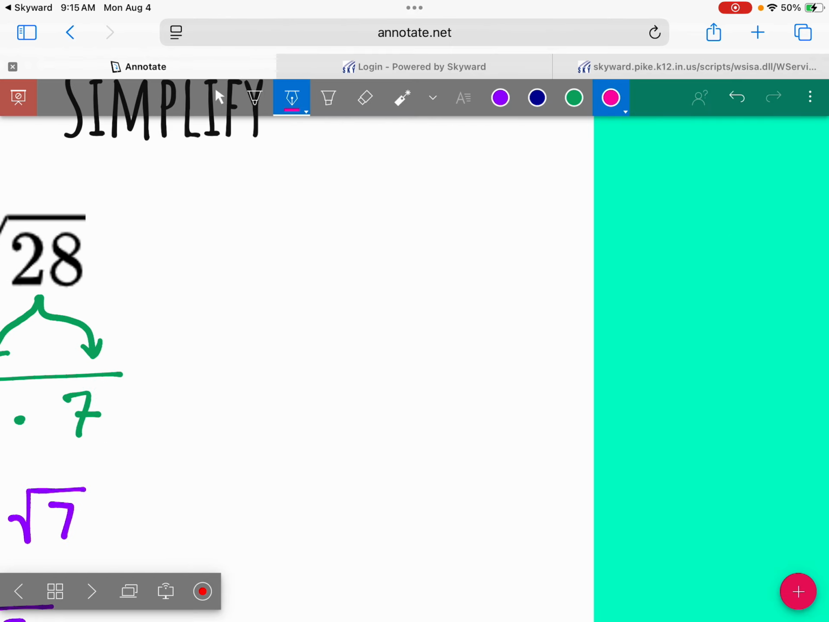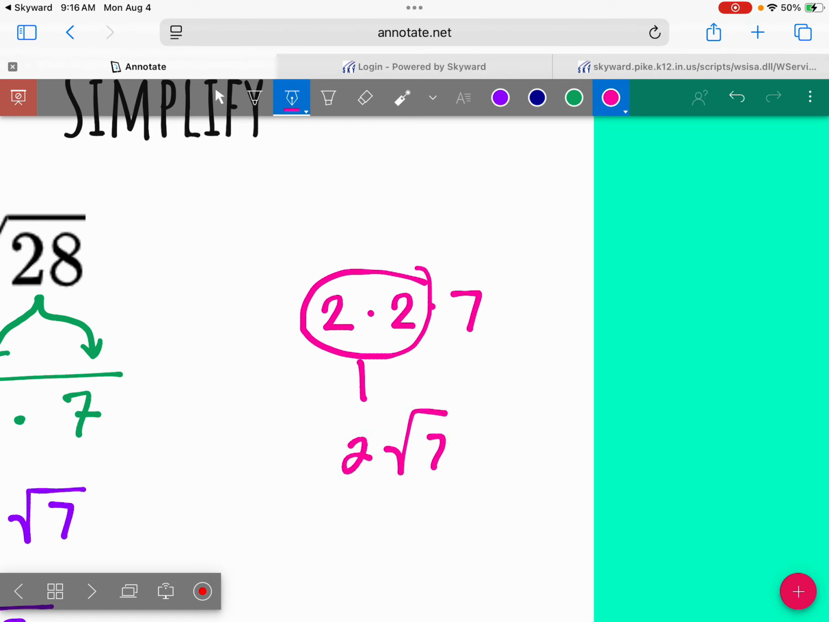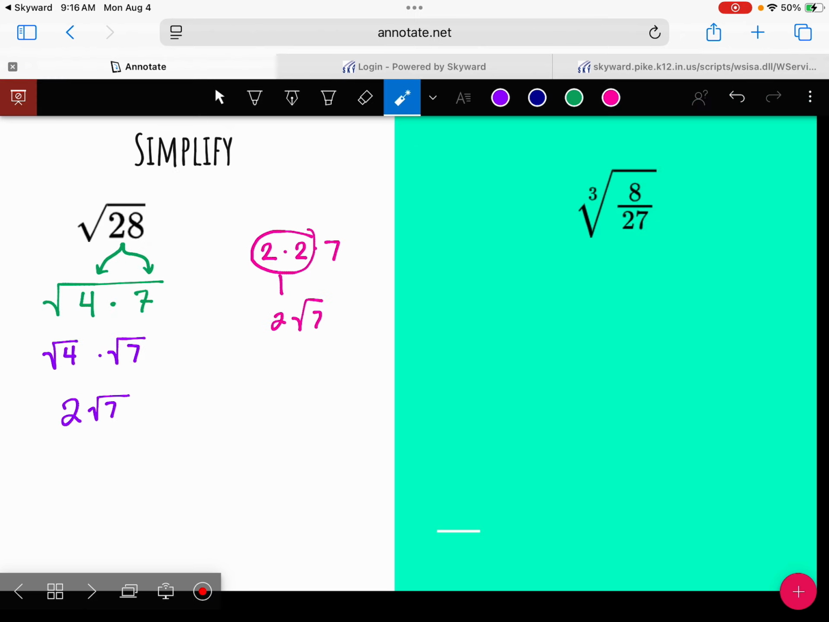I was like, if you want to do this as a full factoring and you break it all the way down, 2 times 2 times 7 is our full factors, and pulling out a pair of 2's is how we get our 2 root 7. So a couple of different ways to think about it. I do think that thinking about them in terms of perfect squares is a little easier.